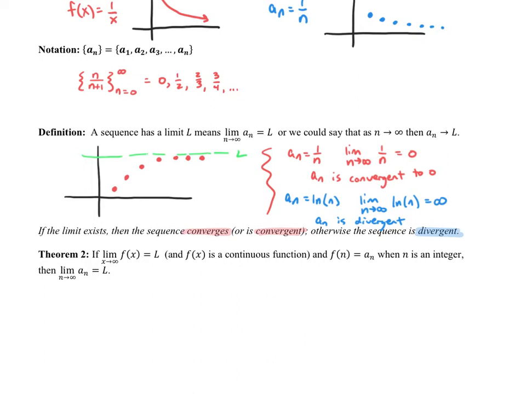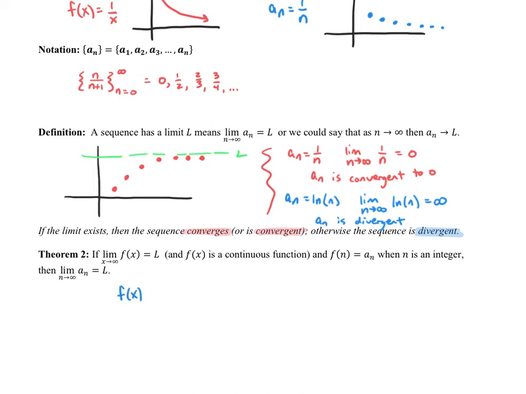Theorem 2, now this theorem is just labeled Theorem 2 because of the textbook, so it doesn't have a formal name. It says if the limit as x goes to infinity of a function of x is equal to L, and f of x is a continuous function, and f of n is equal to a sub n, so in other words, the function can be mapped onto a sequence or vice versa, when n is an integer, then the limit as n goes to infinity of the sequence is equal to L. So in other words, it's allowing us to think about a sequence with the mindset of a function.